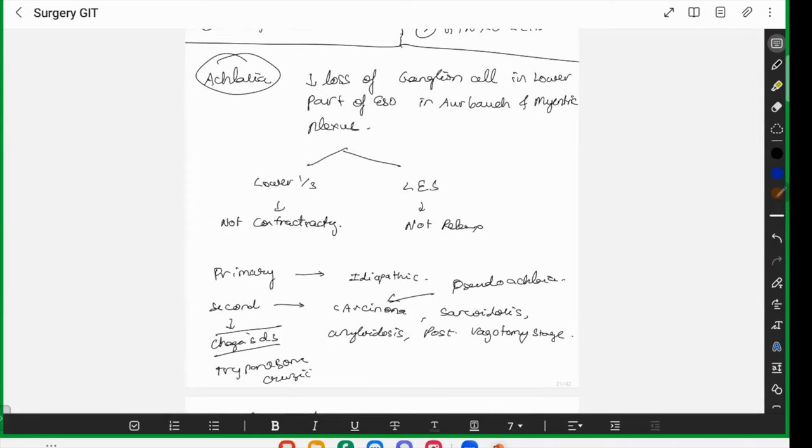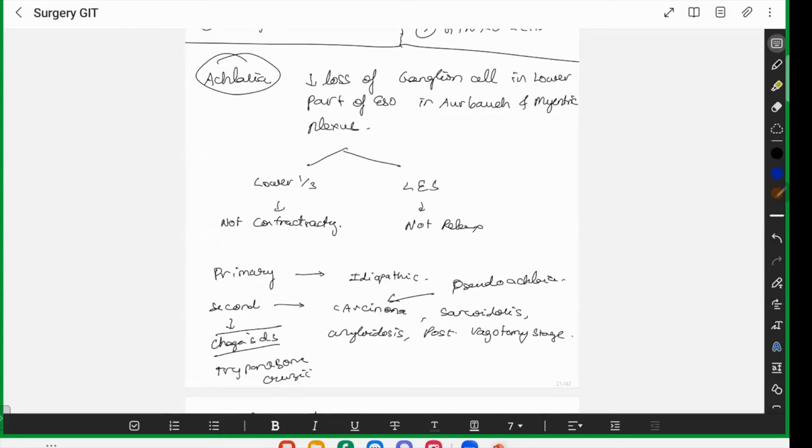And we classify this as primary and secondary. Primary disease is because of some problem in the esophageal ganglionic cells themselves. That is idiopathic in nature, so we don't know the exact cause. But secondary causes, we have many. Number one, the commonest secondary cause, or when you directly call it secondary achalasia, is Chagas disease. What is Chagas disease? Trypanosoma cruzi.